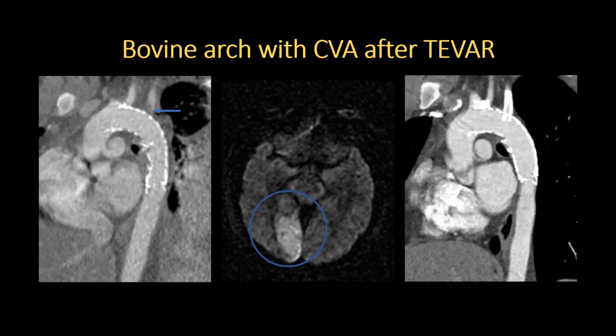An endovascular approach was taken to revascularization of the left subclavian artery with a single side branch and a chimney bridging the brachiocephalic left common carotid artery trunk.